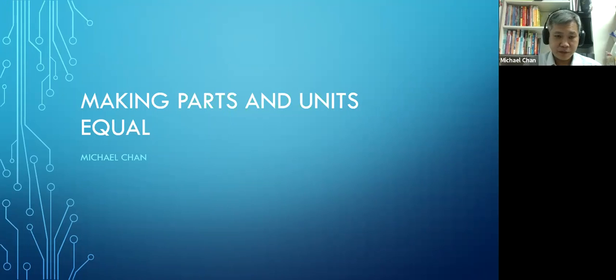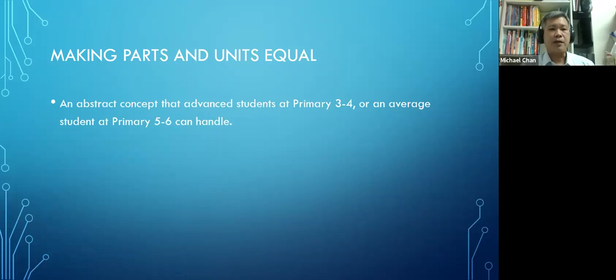Okay, so we've come to the part about Singapore math where we have to make parts and units equal. Now, what does it mean by making all these parts and units equal? We must understand that in Singapore math, we can call certain things parts and we can call certain things units. This is an abstract concept that advanced students at primary 3 and 4 or an average student at primary 5 and 6 should be able to handle.